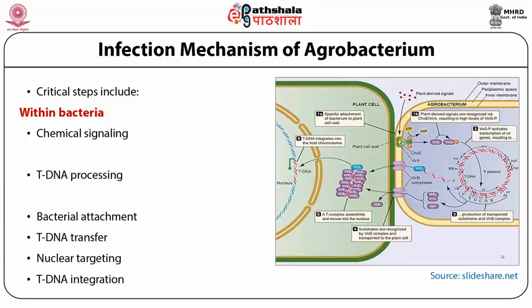Once it enters inside the nucleus of the plant, the tDNA gets integrated randomly into the plant chromosome, and it is replicated as a part of plant DNA. This is the mechanism of infection of Agrobacterium and the transfer of tDNA from the Ti plasmid, which is in the bacterium, to the plant and integration into the plant DNA.